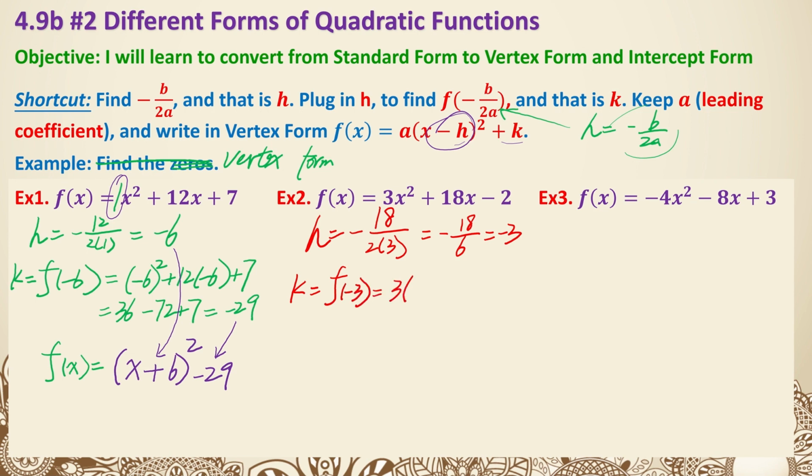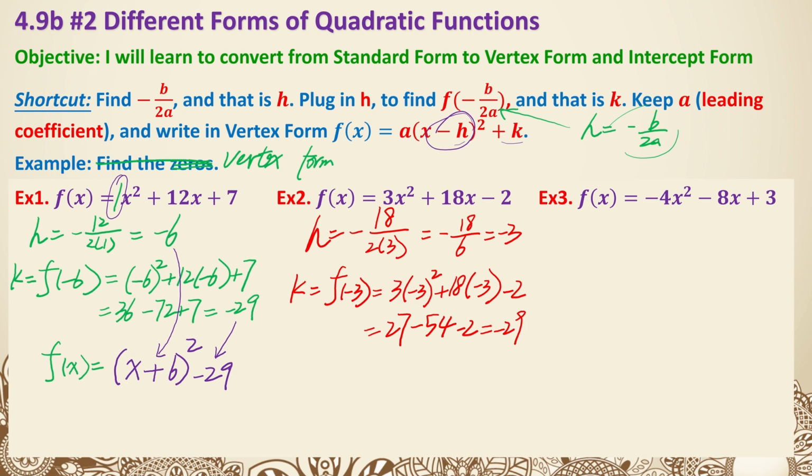That is 3 times negative 3 squared. Remember, when you square a number, always put it inside parentheses. Plus 18 times negative 3, and minus 2. That will give us 3 times 9, which is 27. 18 times negative 3 is minus 54. The minus 2 on the end. So we got negative 27 minus 2. Oh, it's another negative 29.